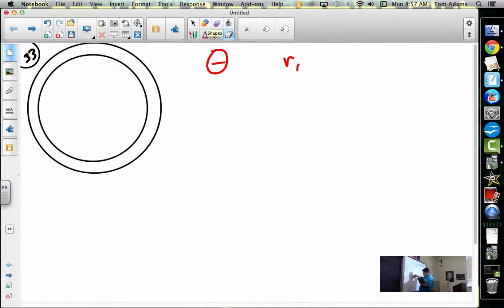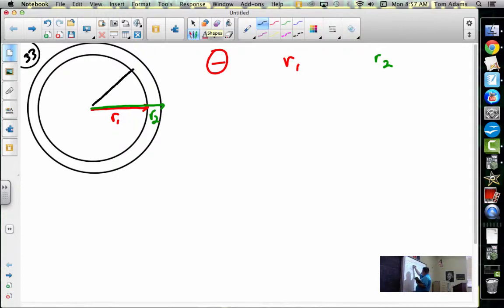Let me erase all this so we can make it a little cleaner. The first radius is R1. And then the second radius is a little bit longer. We would call that R2. No, wait, we're keeping everything together. So that will be R2, and those are going to be on the same angle theta.